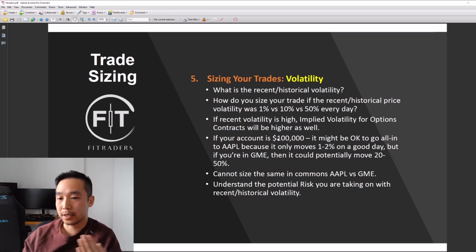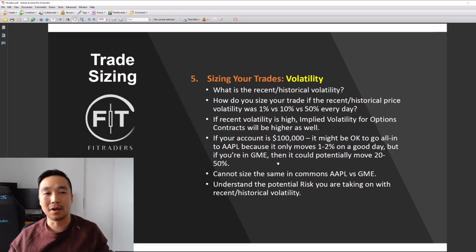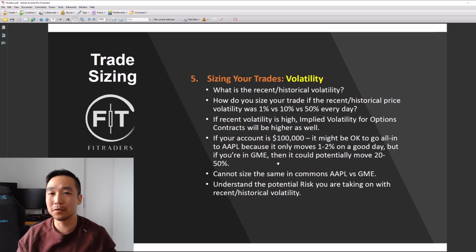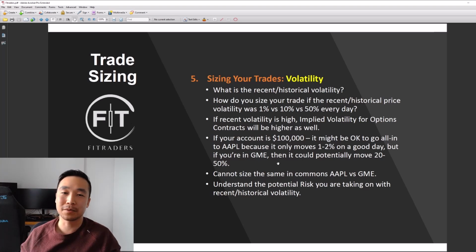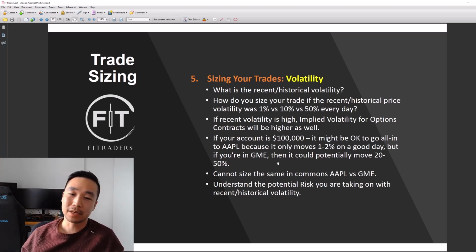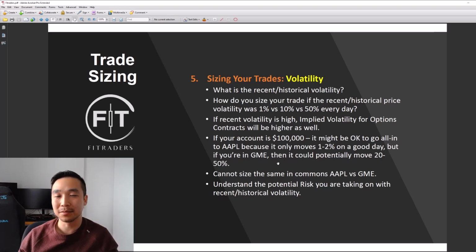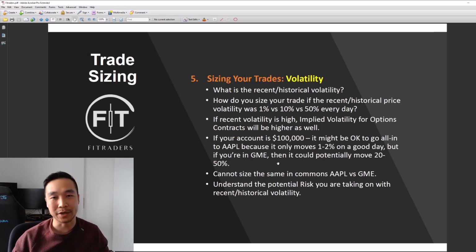Like I said earlier, with my Apple example, if your account's $100,000, it might be okay to go in Apple all in. Because Apple only moves 1% to 2% on any given day, and you don't have that kind of risk with Apple going bankrupt or having fraud overnight. Apple's been around for such a long time, and the products are great. If it's a company that you're not fairly familiar with, then you don't want to be in that kind of large trade. But the companies you aren't very familiar with are also the companies that will likely have high volatility moves. So you've got to figure out what the risk is that you're putting up.